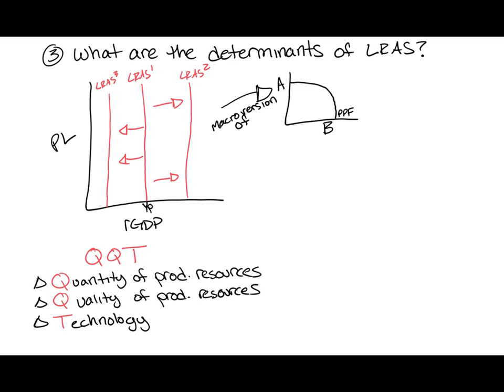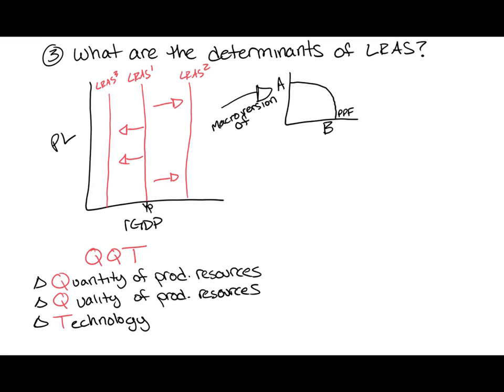Last but not least, we're going to move to big question 3. What are the determinants of the long-run aggregate supply curve? In order to understand the determinants of the long-run aggregate supply curve, I think the kids need to wrap their heads conceptually around what the long-run aggregate supply curve actually is.